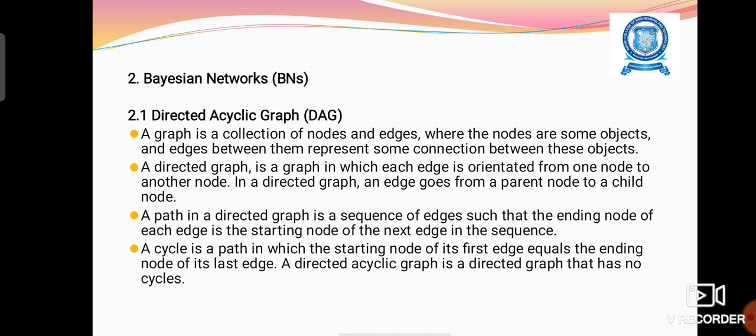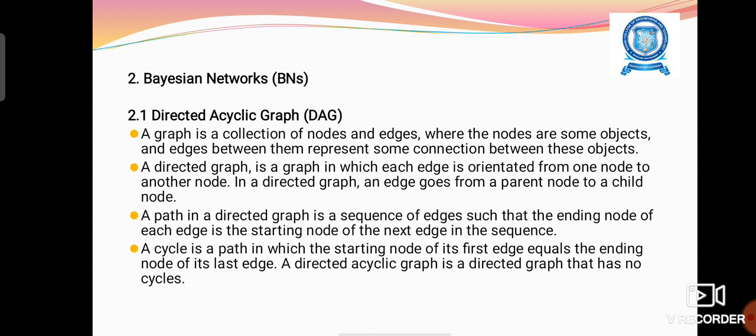Another way of representing causal networks is by using the directed acyclic graph, that is, Bayesian networks. It is a collection of nodes and edges. Nodes represent some objects. Edges between the nodes show the interconnection between those objects. The edge is oriented from one node to another node. In a directed graph, the edge goes from a parent node to a child node.